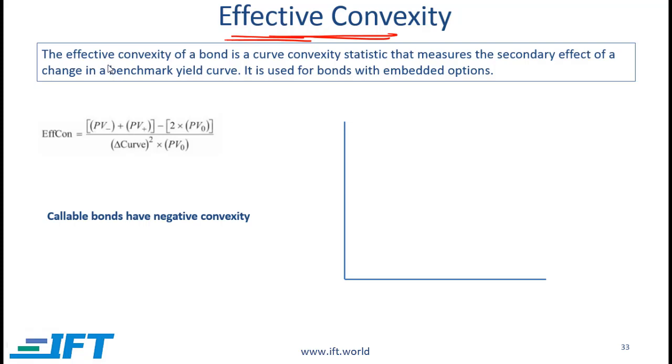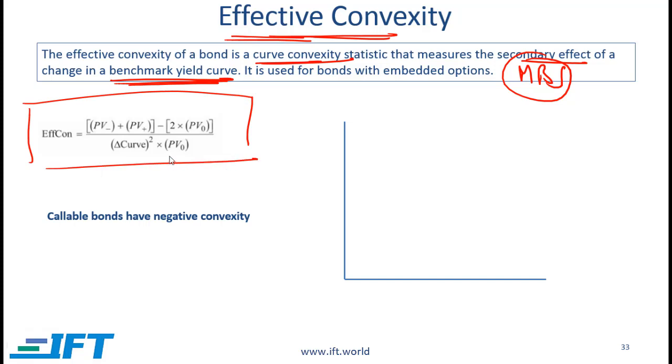The effective convexity of a bond is a curve convexity statistic that measures the secondary effect of a change in a benchmark yield curve. It is used for bonds with embedded options. And to this we can add mortgage-backed securities. In fact, this is essentially bonds where the cash flows are not known for sure. This is the formula. It is almost exactly the same as what we've seen before, but instead of using the change in yield, we use the change in the benchmark yield curve, which is given by this expression.